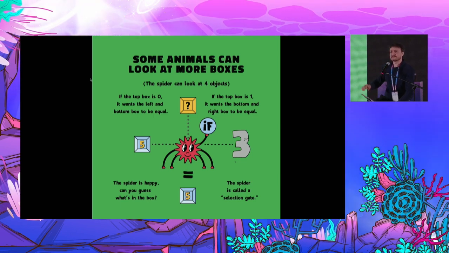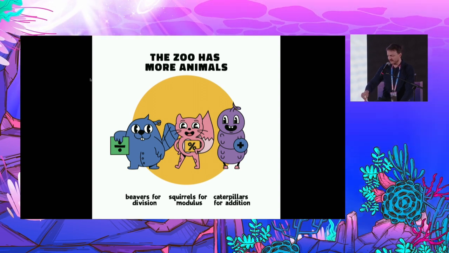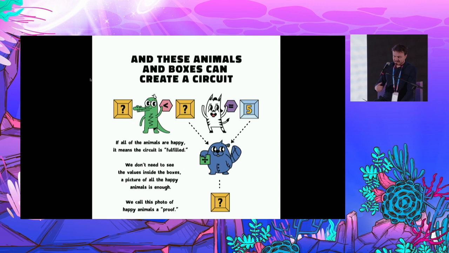So in this case, we call a spider a selection gate. Now the zoo has a lot of animals, right? We have beavers for division, squirrels for modules, caterpillars for additions, and many, many more. And we can put all of these animals into more complex setups, basically creating complex circuits. If all animals are happy, this means that the circuit is fulfilled.